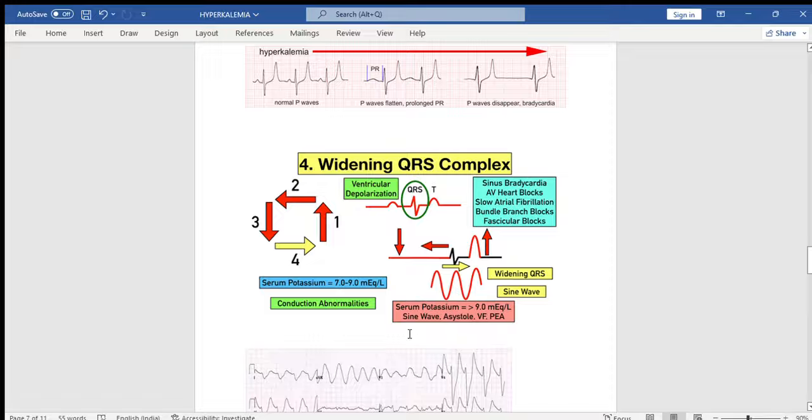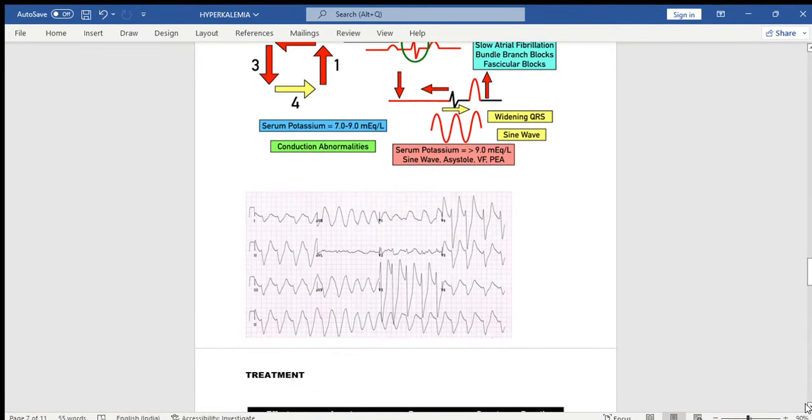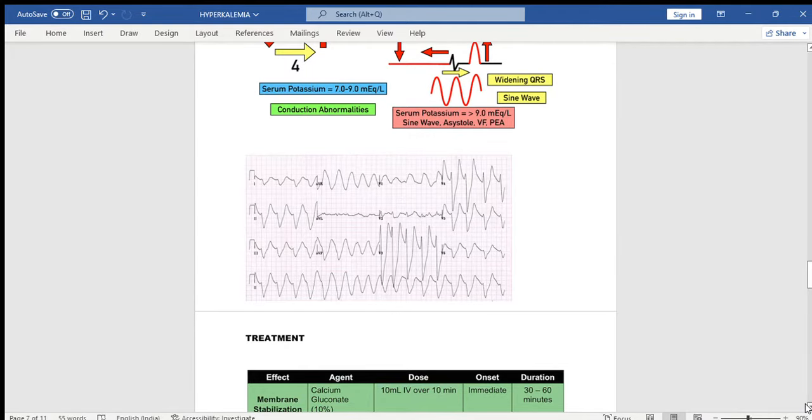worst case scenarios where the potassium is so high, it is 9, which is a life-threatening emergency, you get something called a sine wave pattern. So this is a sine wave pattern. This is an important MCQ. Do remember, sine wave pattern happens when you have a potassium of anything above 9. Okay, so where there is a conduction abnormality.